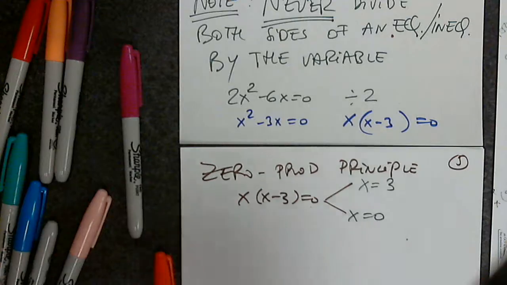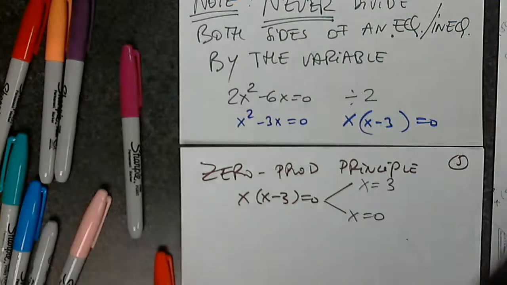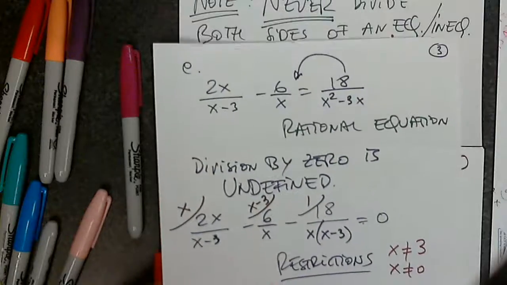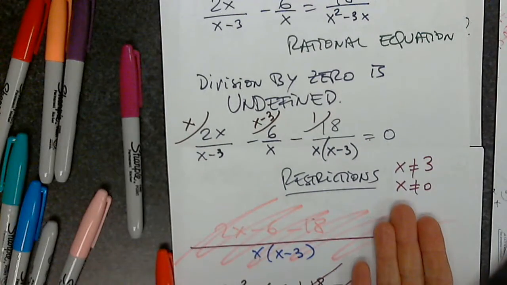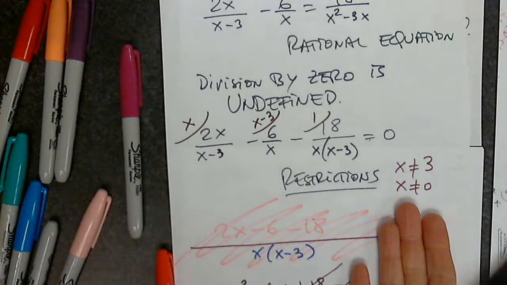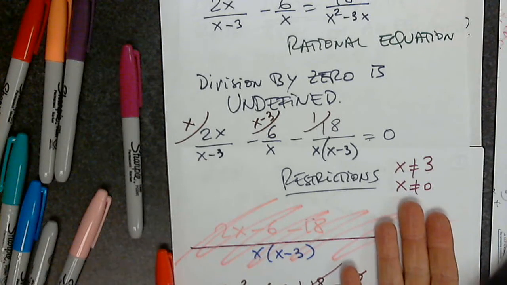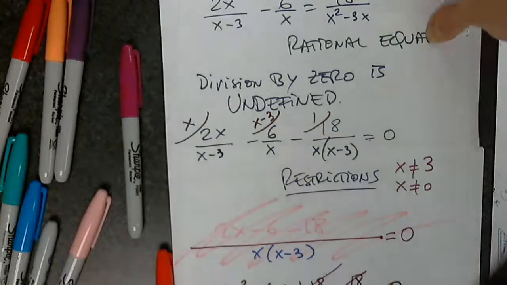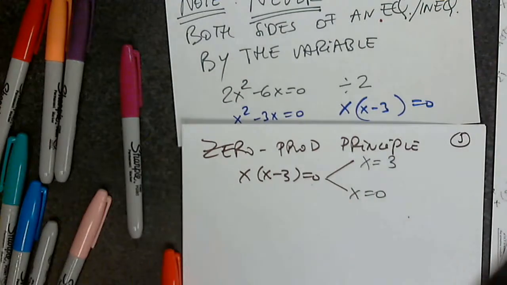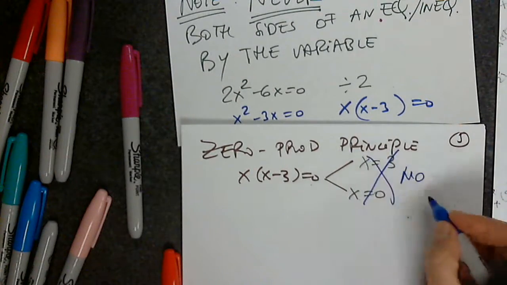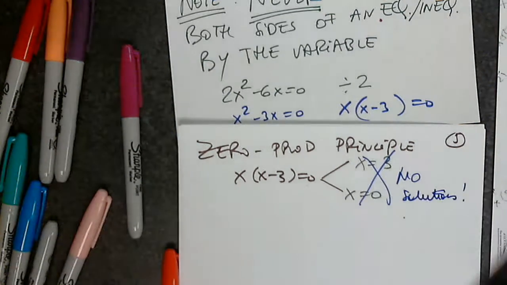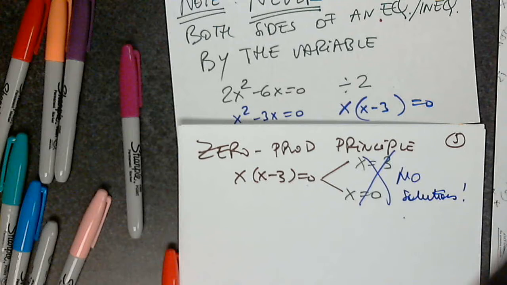Zero. But we just talked about this. We stated restrictions from the get-go. We said we will accept anything, but not 0 and 3. So, very good conclusion. Thank you, Joey. No solutions. I recommend this method of solving rational equations. Again, if you're comfortable with a different method, I'm fine.